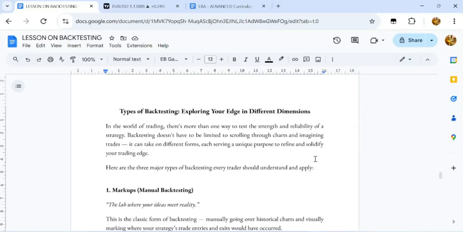Hello guys, welcome back to this segment of the session on backtesting. If you have been hearing about backtesting, we have the practical videos and we have the theoretical videos. So this is just a kind of summary, where we are summing up everything together.